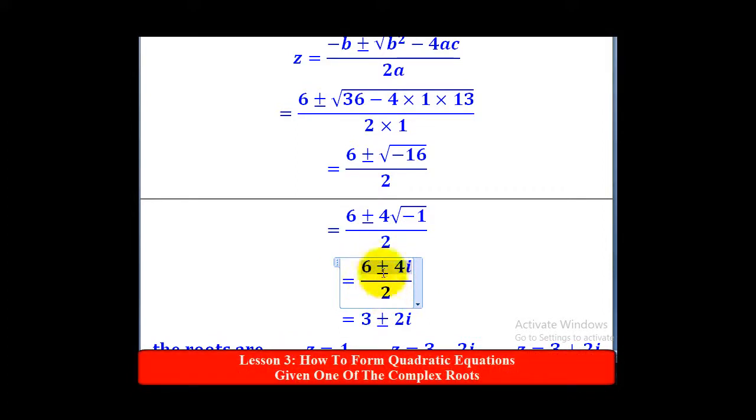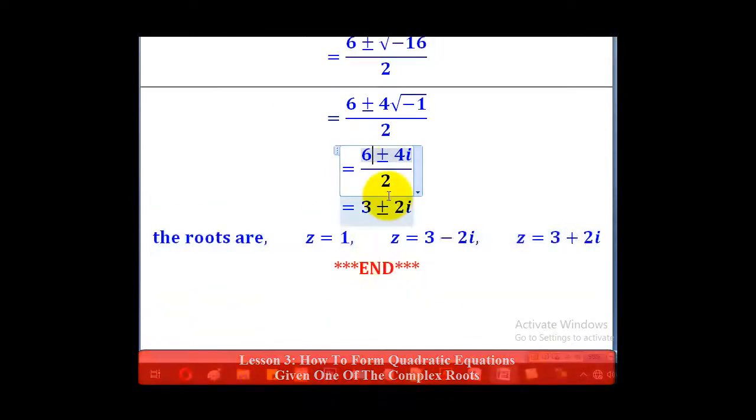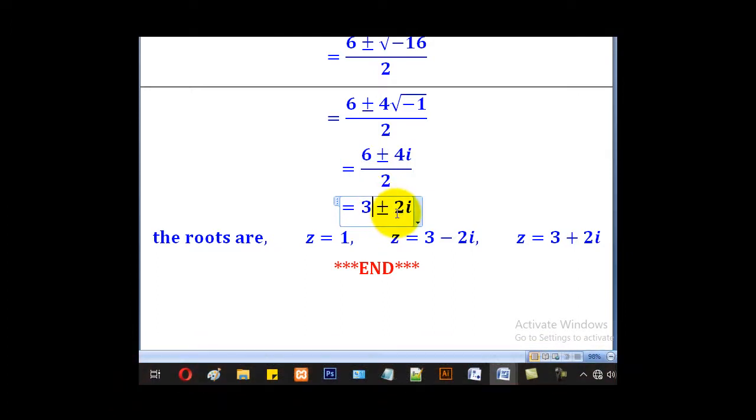Now here there is a common factor. 2 is common in the numerator, so when you divide through, open bracket. When you simplify, you come up with 3 plus or minus 2i. So in that case, you have got the other roots. One of the other roots was z equal to 1, another one is z equal to 3 minus 2i, and another one is z equal to 3 plus 2i. So those are the roots. So that's how they solve cubic and quadratic equations.